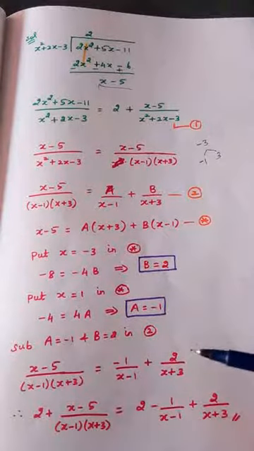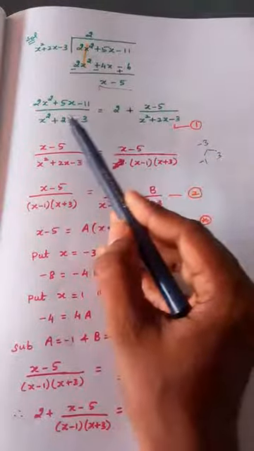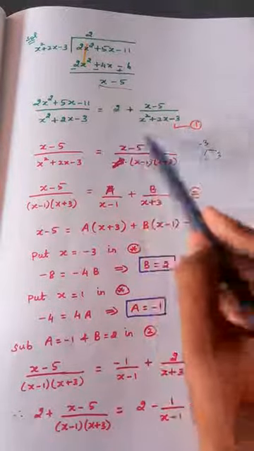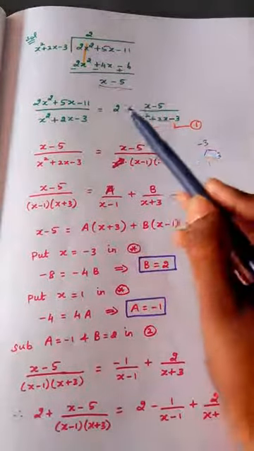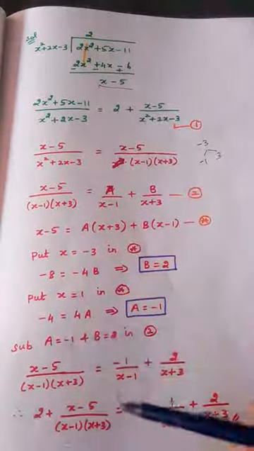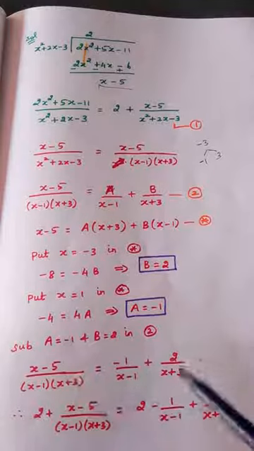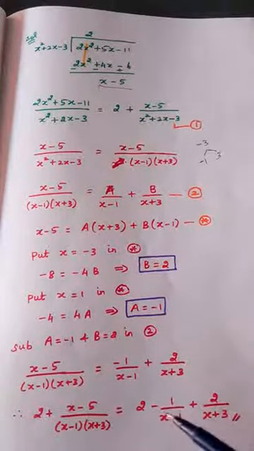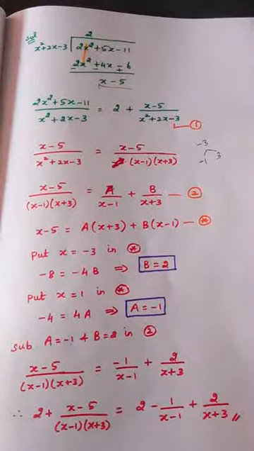But what is the actual requirement? We need to find this because the question is written in this format. So finally we need this 2 plus x minus 5 by this, this is what is required. So write this 2 as it is, plus these two terms. So combine those two terms with this, minus 1 by x minus 1 plus 2 by x plus 3. Hope you would have understood all these 4 types.